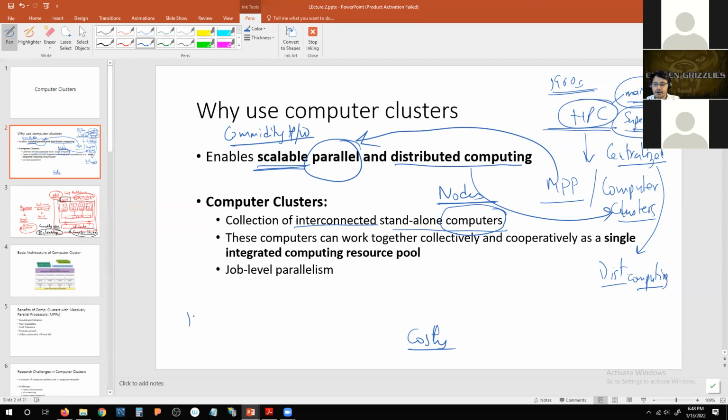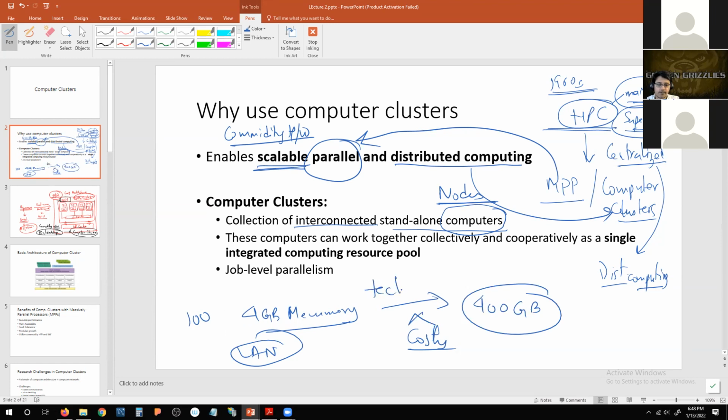If you have, let's say, 100 machines which have 4 gigabytes of memory, that does not mean that if you simply interconnect them using an Ethernet LAN, it will result in an effective system with a total of 400 gigabytes. This is not going to happen. You need some techniques, some schemes, design criteria, to make sure that this interconnectivity allows the computers to work collectively and cooperatively, which gives the illusion of a single integrated computing resource pool to the end users. Otherwise, it is not a cluster. It's just an interconnection, where you can communicate between them but they are not providing collective resources.